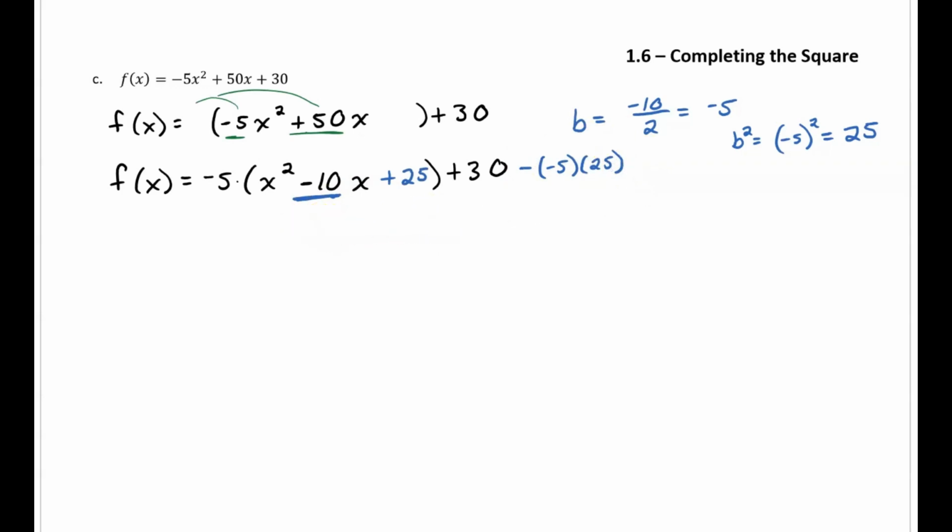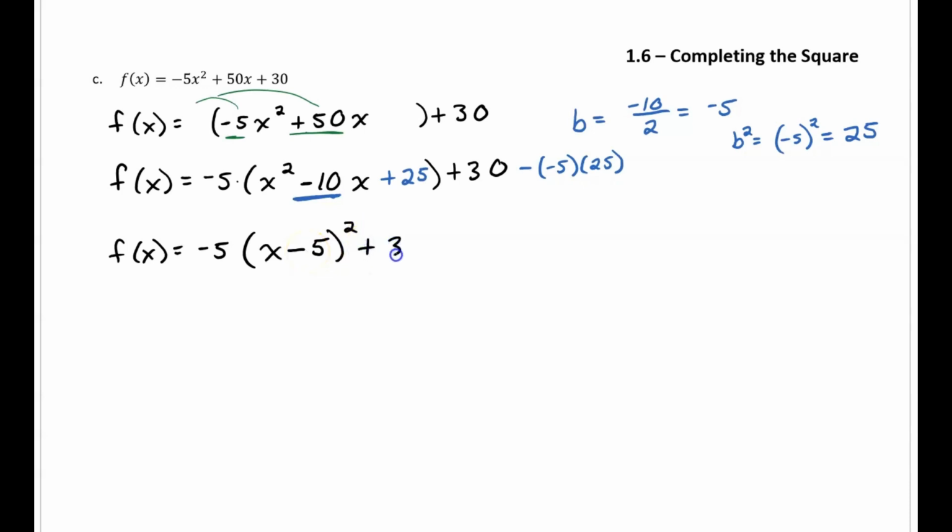So then, let's see what we have. F of x will equal negative 5 parentheses. If I'm ready to factor this, I can. I know my term starts with an x. It's going to be squared. It's always that b value that we get after dividing by 2. So in this case, it's a minus 5. Careful with that minus. It does go along with our notation.